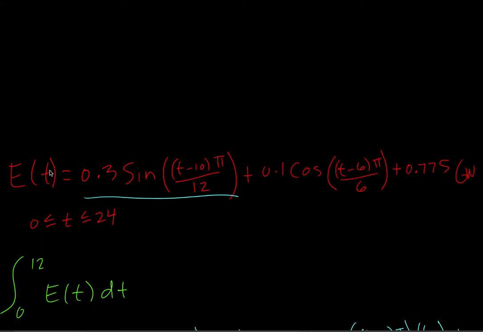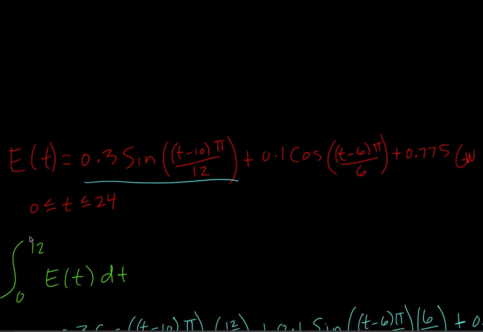Alright, so we're given this function written in red, and it is the rate of power consumption by the city of Bristol, and we're looking at it over the course of one day. 0 is midnight, and 24 is the next midnight. So 1 would be 1 a.m., 10 would be 10 a.m., etc.